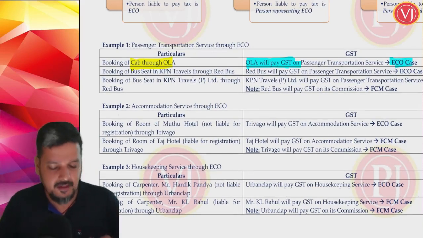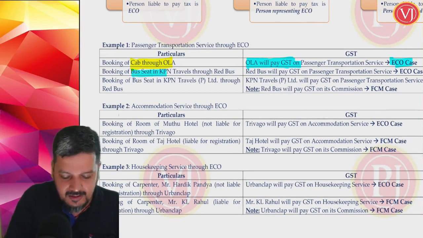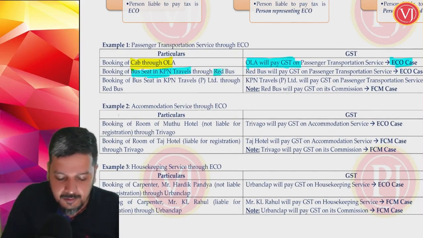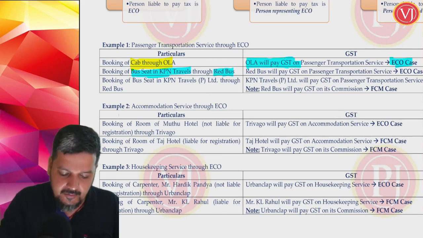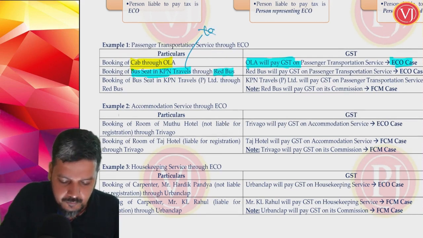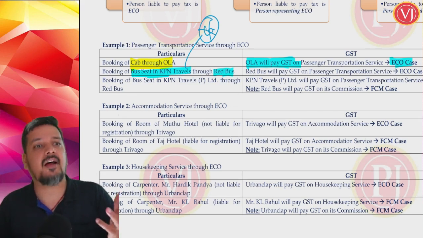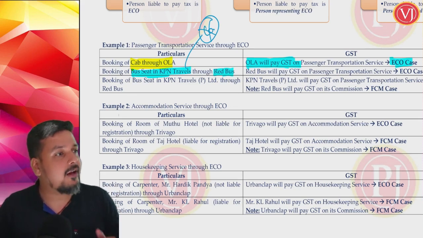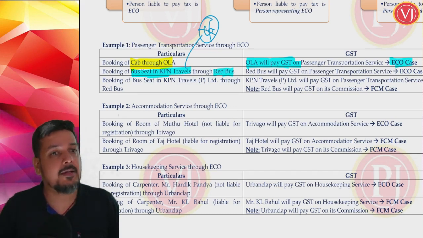Now, if I change the example, supposing you are booking a bus seat in KPN Travels through Redbus, and this KPN Travels, is it a company? No, KPN Travels. So it is not a company. If it is a company, it should have Private Limited or Limited. So supplier is not a company. ECO will be applicable? Yes.